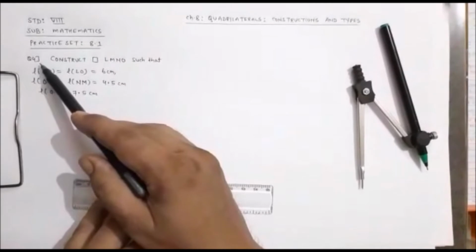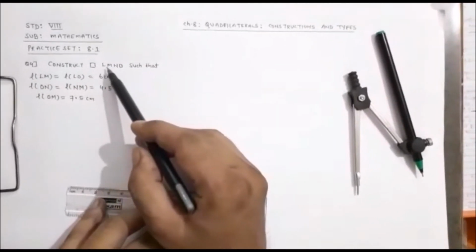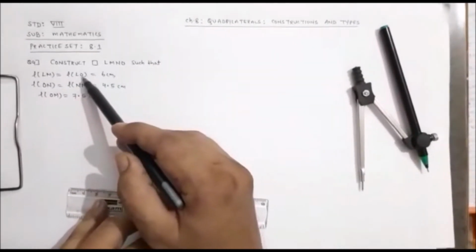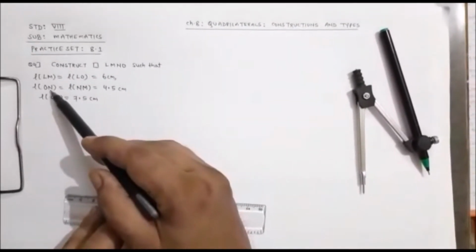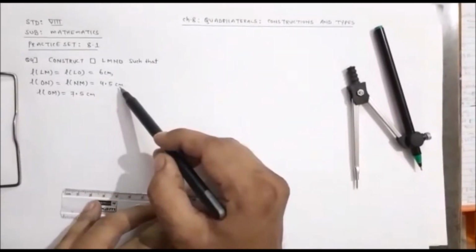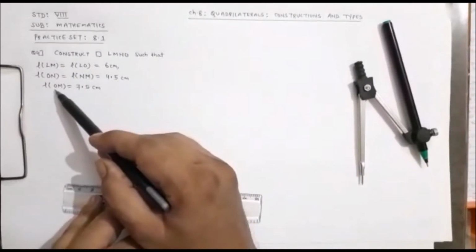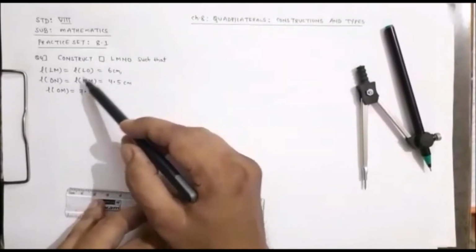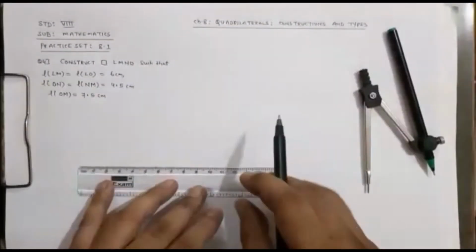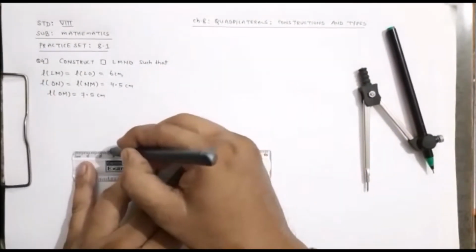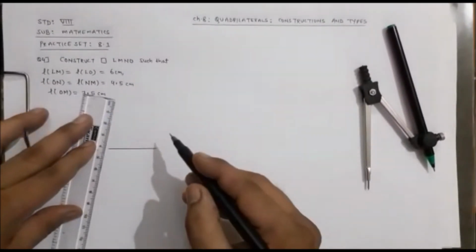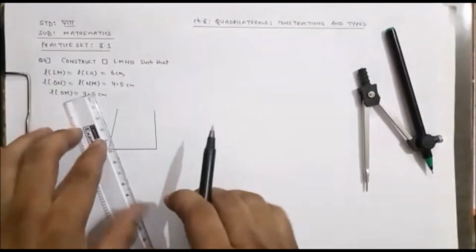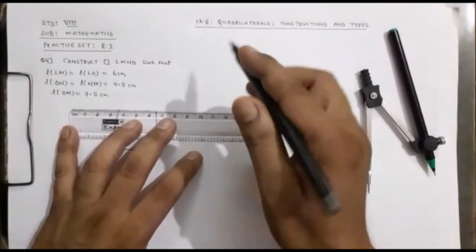8.1, we will take up question 4. Construct quadrilateral LMNO such that length of LM equal to length of LO 6 cm, length of ON equal to length of NM 4.5 cm, and also given that length of OM 7.5 cm. Okay, for this information, first step we'll draw a rough figure. Okay, let us draw a rough figure now. Well, this is the rough figure, so you can draw it.